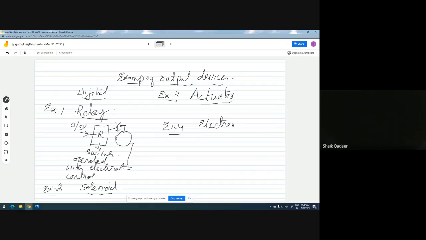Electromechanical relay. This is that only. Okay, still contactor. Contactor is also. DC motors. AC motor is also falling in the category of digital output device.